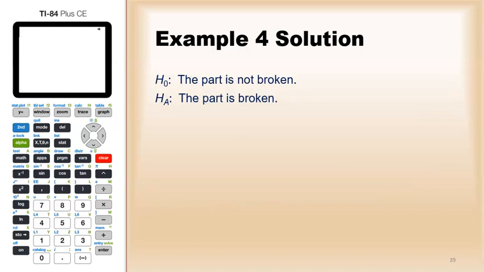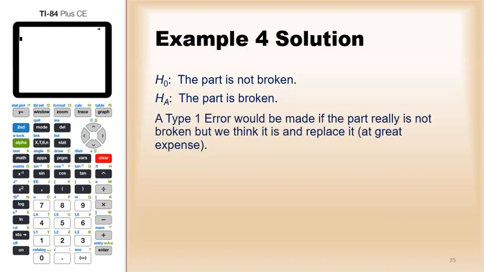Well, in this case, either the part is not broken or the part is broken. In terms of which one is which, we want to try to prove the part is broken, so that's going to be the alternative hypothesis. That would make the null hypothesis the part is not broken. Now in this case, a type 1 error would be the null hypothesis is true, but we reject it. So the type 1 error would occur if the part is not broken, but we think it is, and replace it at great expense.